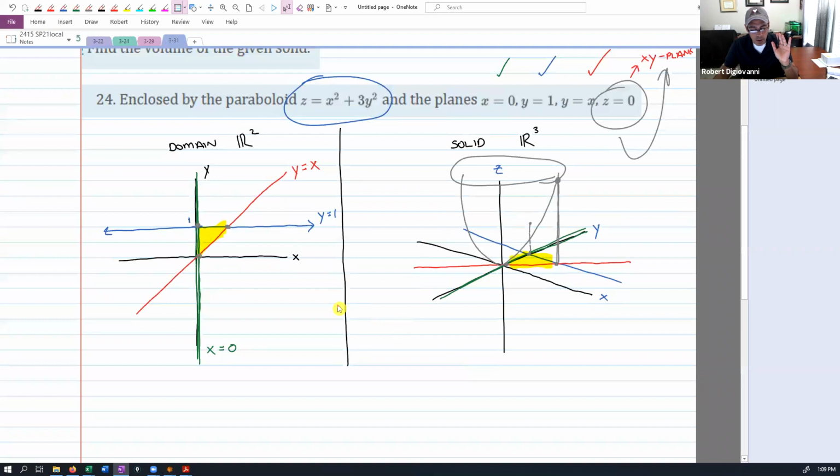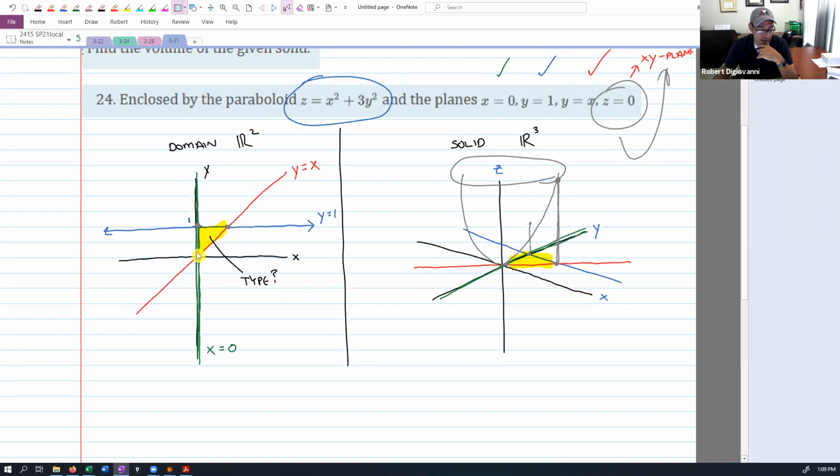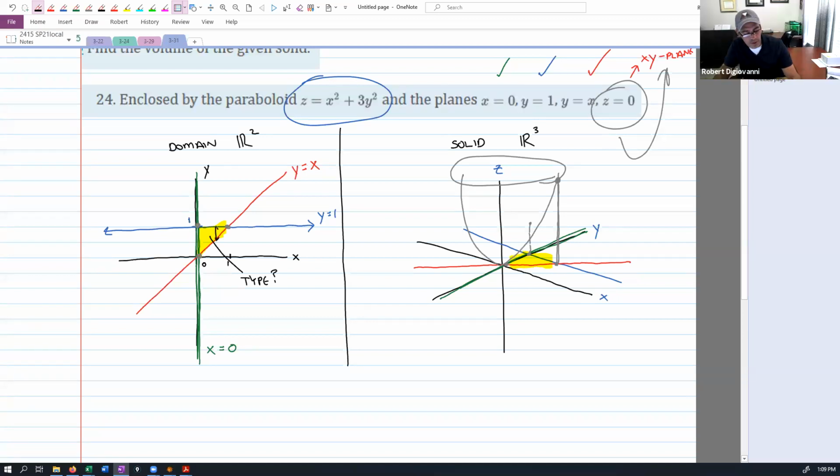We want to see what type of region this is. Okay, so let's look at our region over here. What type is this? It's not a rectangle, right? So it's either type 1 or type 2. It could be either, exactly, because if you look at it from one perspective, the x's are stuck between 2 values, x is stuck between 0 and 1, and the y's are stuck between 2 functions of x. Or if you look at the other way, the y's are stuck between 2 values and the x values are stuck between 2 functions of y.